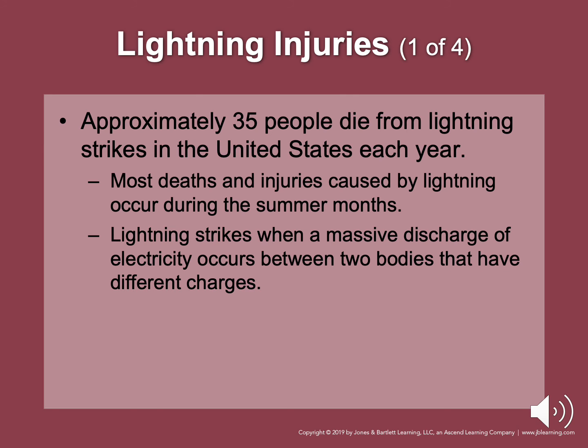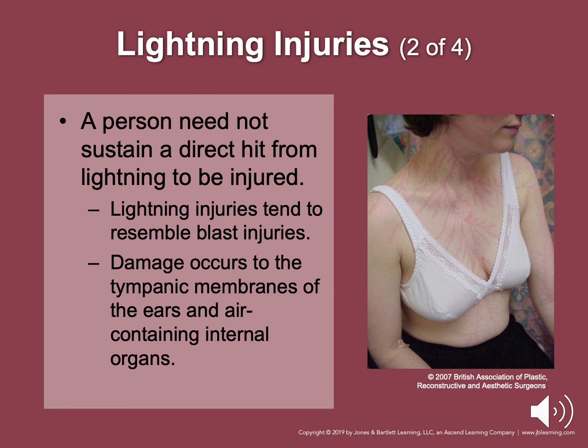Lightning injuries tend to resemble blast injuries, so you have damage to the tympanic membranes of the ears and air containing internal organs. Muscle damage may occur, and release of myoglobin from injured muscles may jeopardize the kidneys. For the cardiovascular system, lightning acts as a consummate defibrillator. Someone with a pulse after a lightning strike can have a respiratory arrest, which is known to result in a secondary cardiac arrest if left untreated.